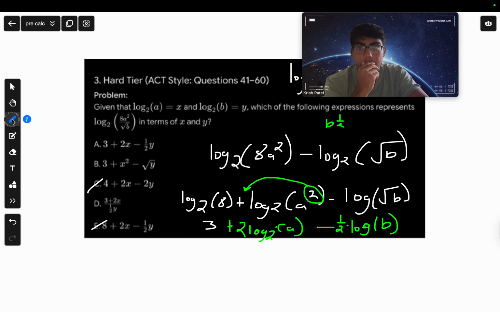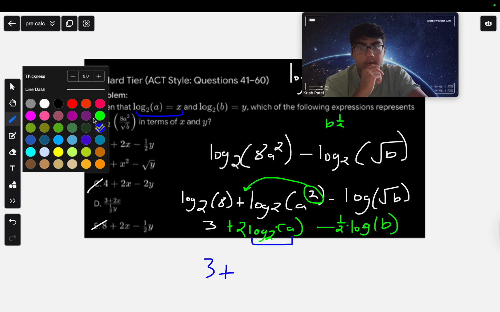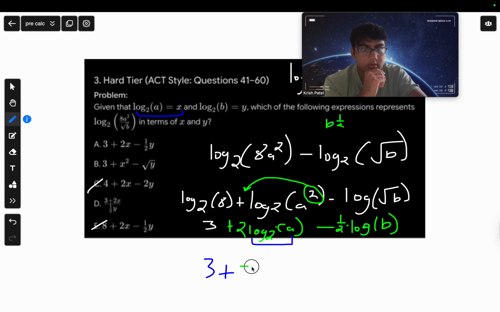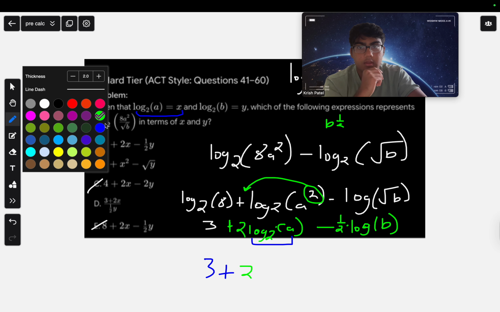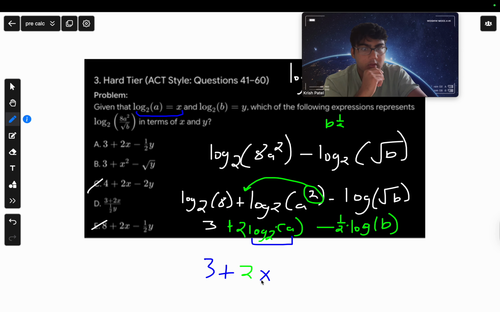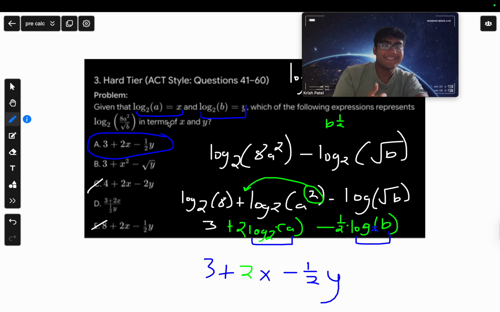Now, I'm going to go blue right here. This would just be 3. This part is the same as this part, so that equals x. So you would have 3 plus your green. That green, I can't touch. So 2x minus, again, this part is the same as this part, so that equals y. So you just have 1/2 y, which is answer A. Hope that helps, guys.